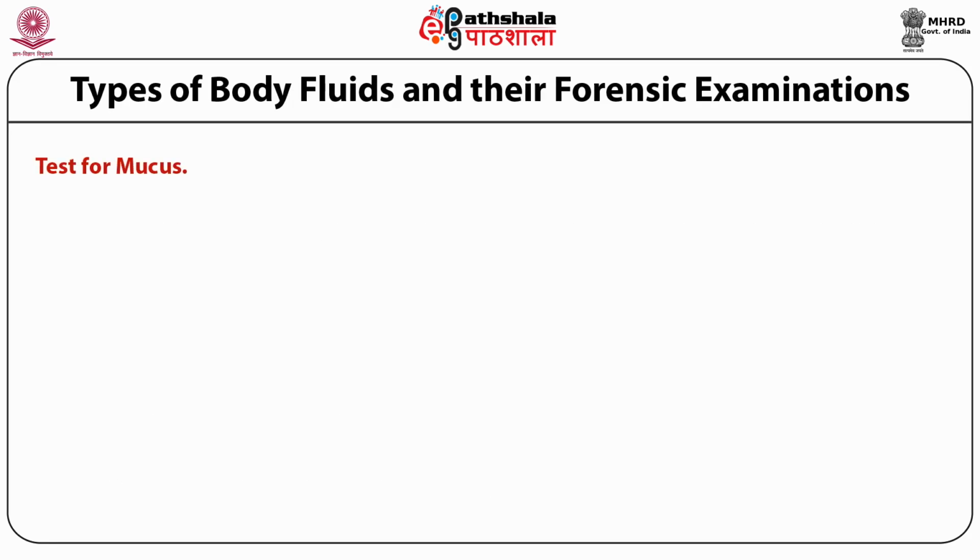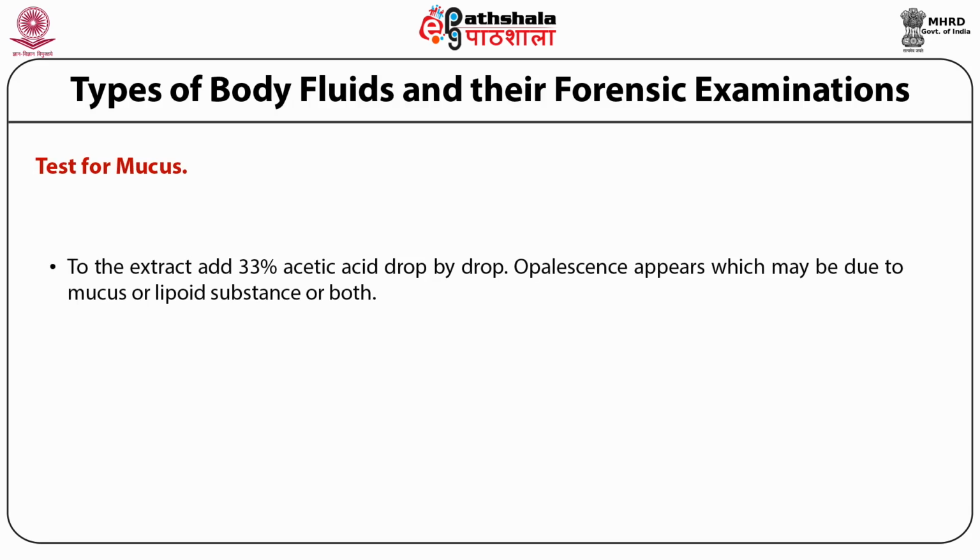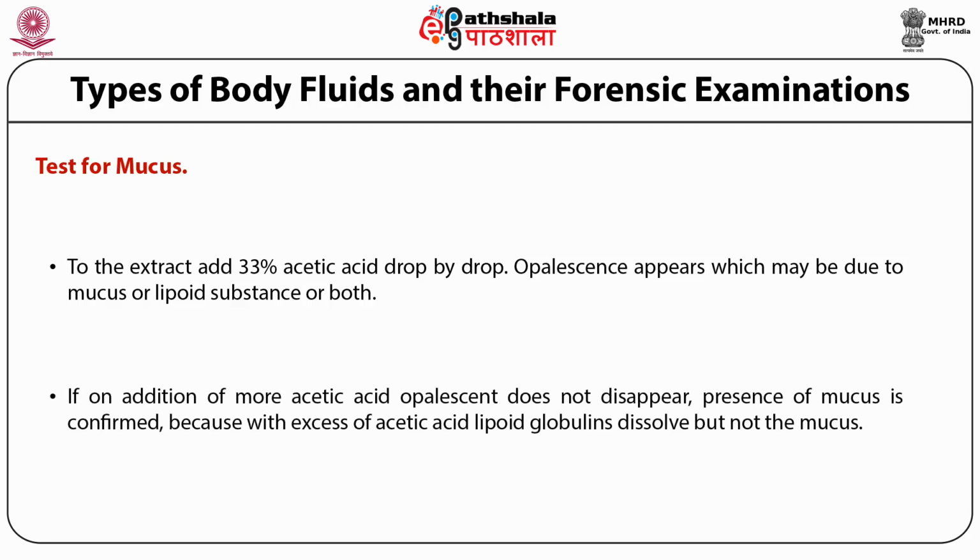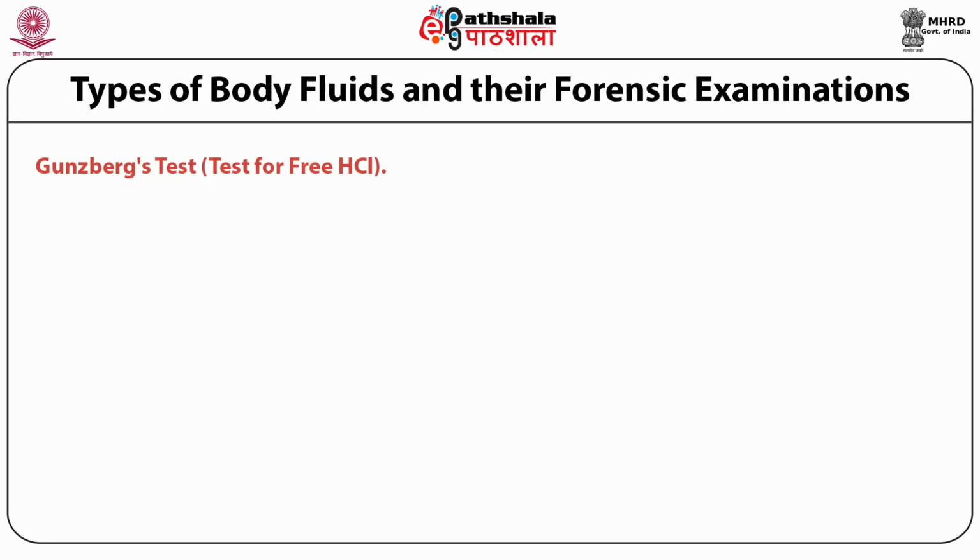Now for the test of mucus, add 33% acetic acid to the extract drop by drop. Opalescence appears, which may be due to mucus or lipid substance or both. If on addition of more acetic acid the opalescence does not disappear, the presence of mucus is confirmed, because with excess of acetic acid, lipoglobulins dissolve but not the mucus.